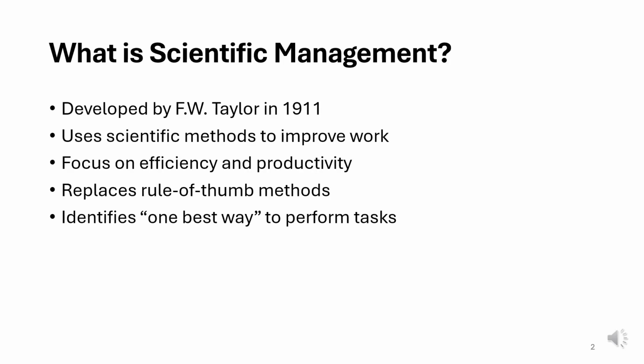Scientific management is a theory developed by Frederick Winslow Taylor in 1911. It focuses on improving work efficiency by applying scientific methods instead of traditional guesswork. Earlier, workers followed rule of thumb methods, meaning they relied on experience rather than analysis. Taylor introduced the idea of finding the one best way to perform a task. This involves studying the task, measuring time, and eliminating unnecessary steps. For example, if two workers perform the same job differently, scientific management identifies which method is faster and more efficient. This helps reduce wastage of time, effort, and resources while increasing productivity.